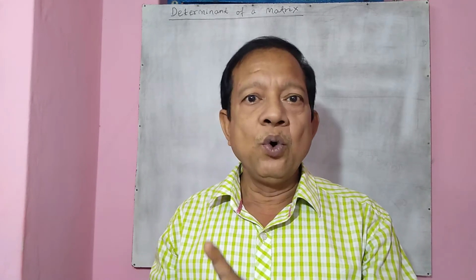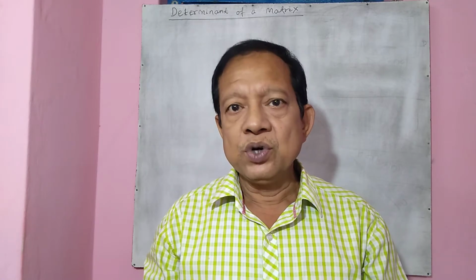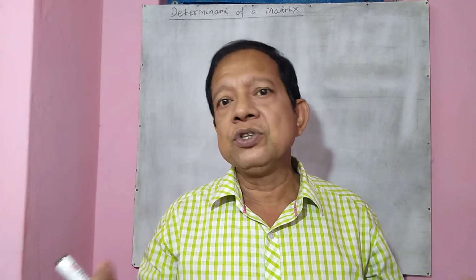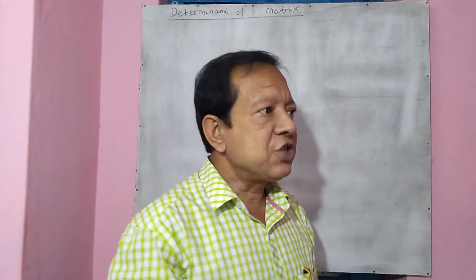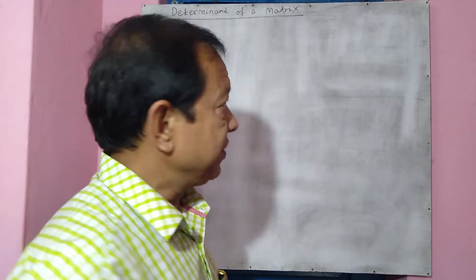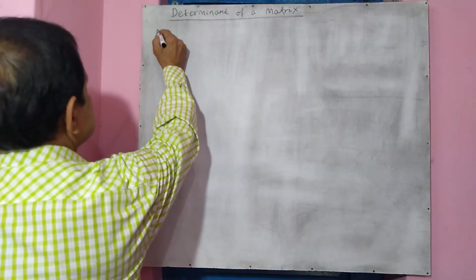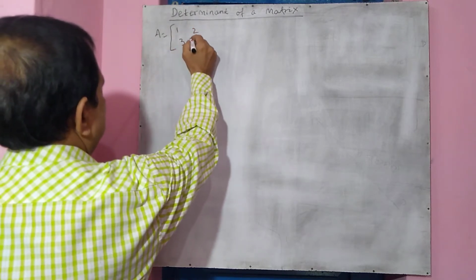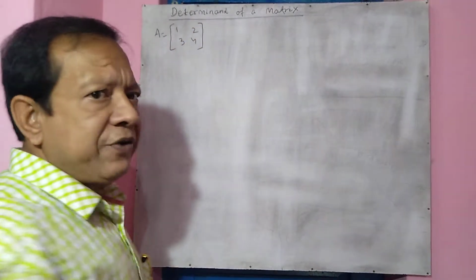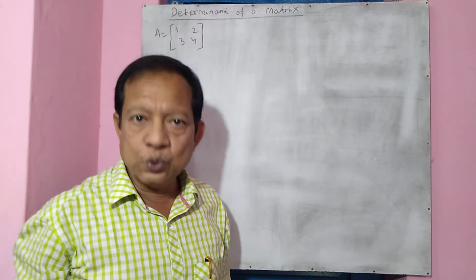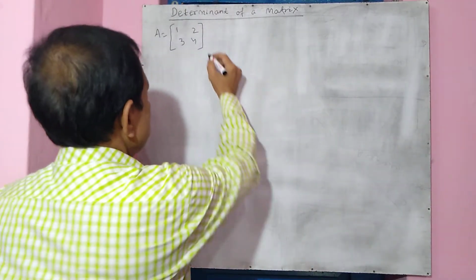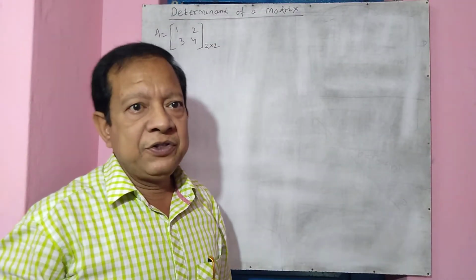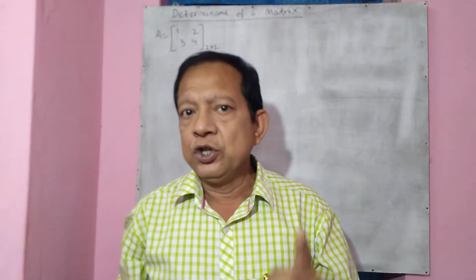Let's now see how we can find the determinant of a matrix, either a second order matrix or a third order matrix. Let's talk first of a second order matrix. Let me take an example, matrix A, with elements 1, 2, 3 and 4. Now this is a square matrix of order 2, that is, a second order matrix. So I write here 2 into 2, second order matrix. Now in this matrix, we have to find the determinant.